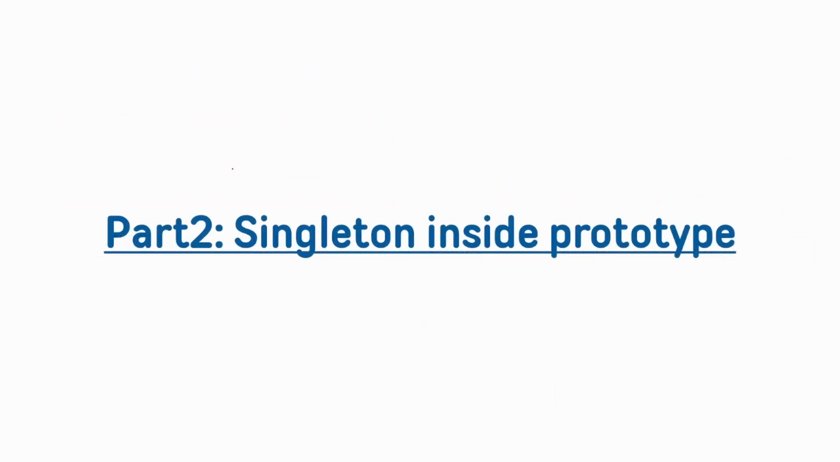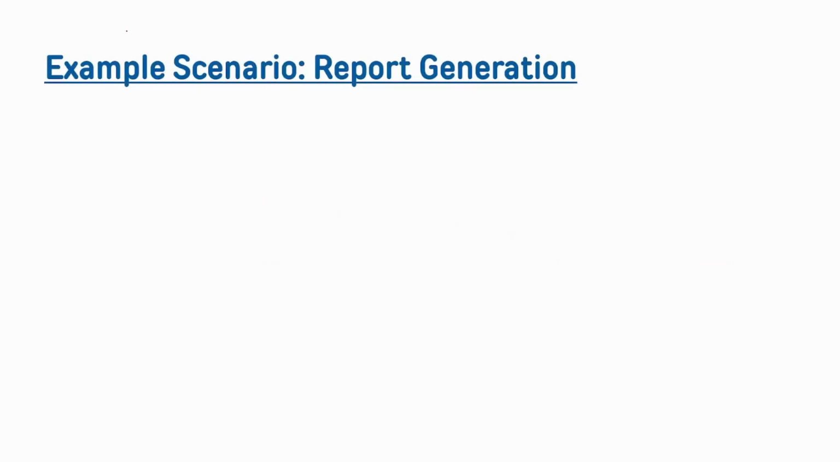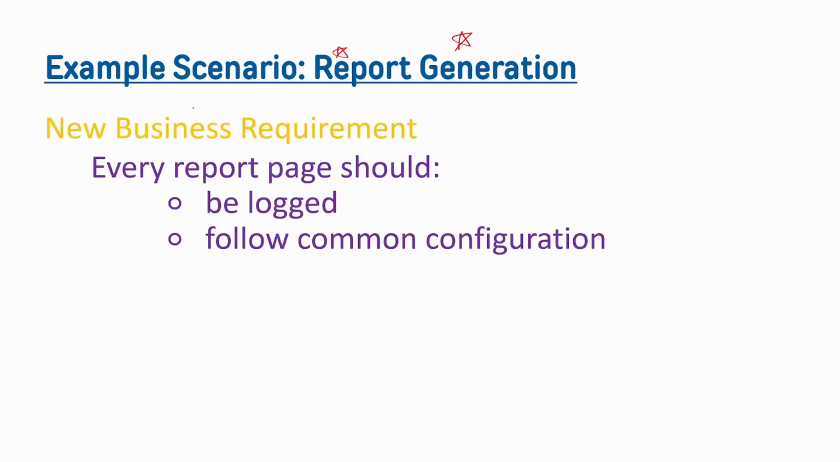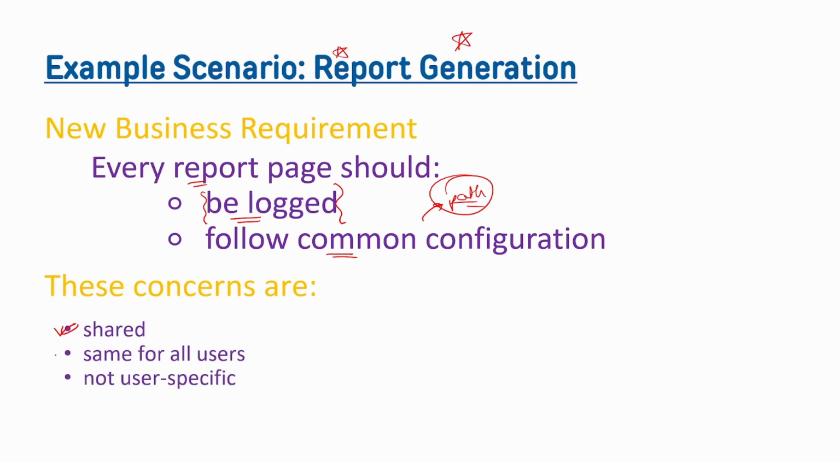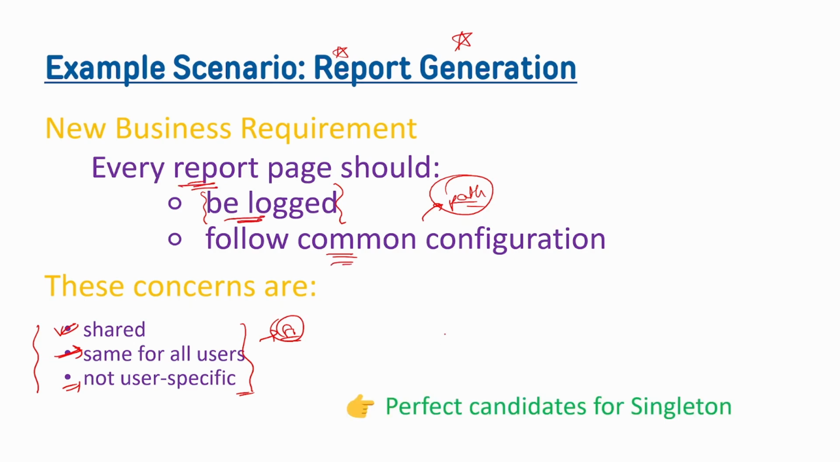Let's see part 2, how we can use the singleton bean inside the prototype bean. Consider the same report generation example, and let's say we have a new business requirement that every report page should be logged, or follow some common configuration like path. In this case, these concerns are shared and will be the same for all users, and it is not user specific. So it is a perfect candidate for the singleton bean.